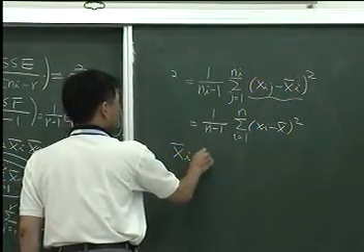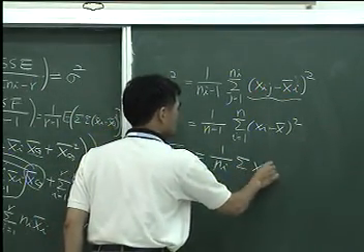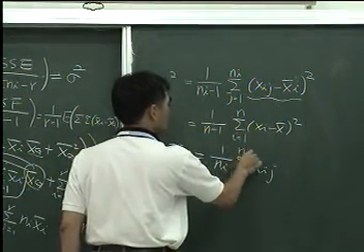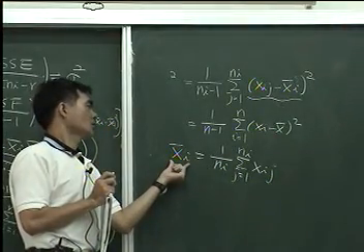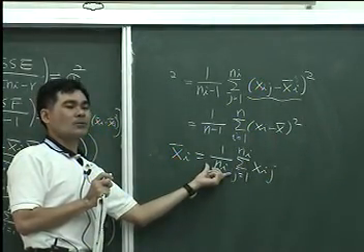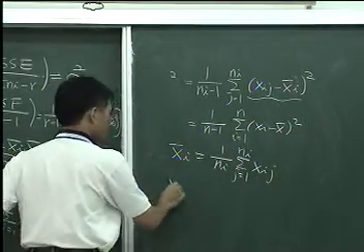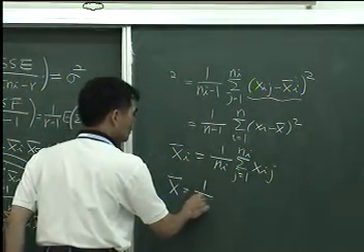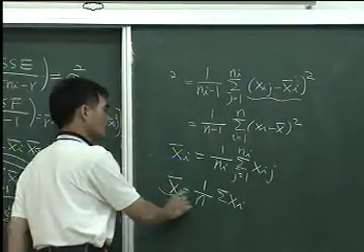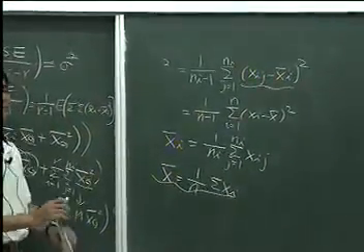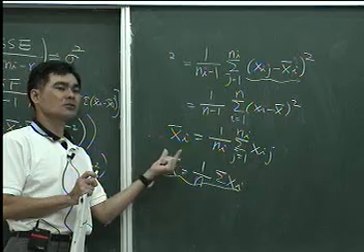X bar i is equal to 1 over n_i summation x_ij, j from 1 to n_i, right? Okay? We are looking at individual machines. Before we discuss this kind of problem with several variables, we only have x bar equal to 1 over n summation x_i. This is the original formula. But now we are dealing with several different machines. We have several small populations, several small samples.